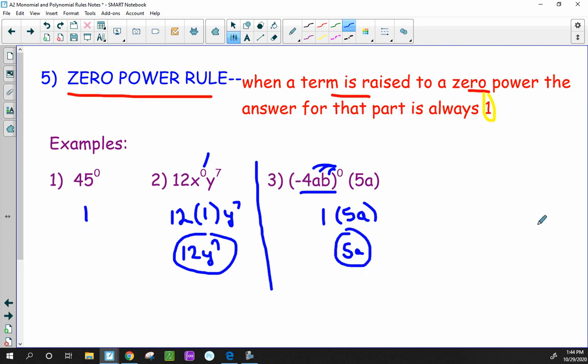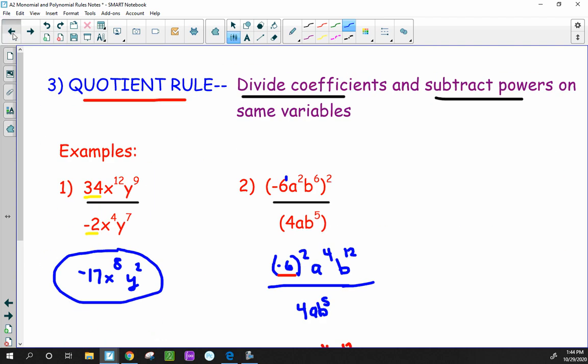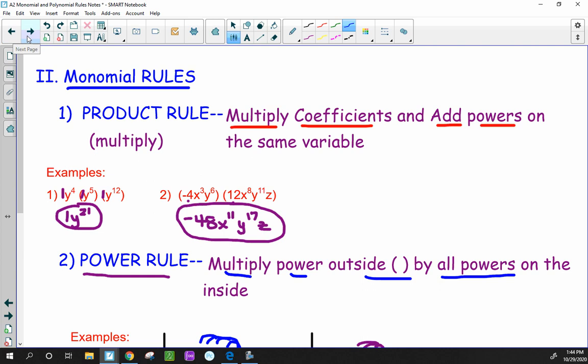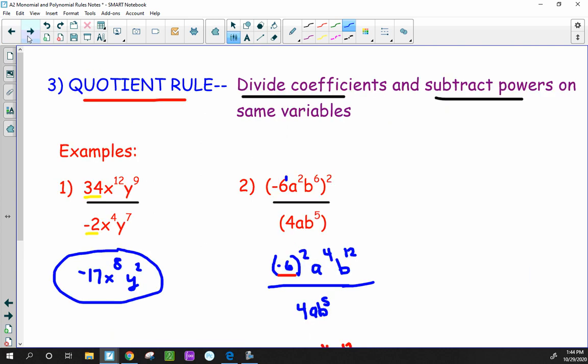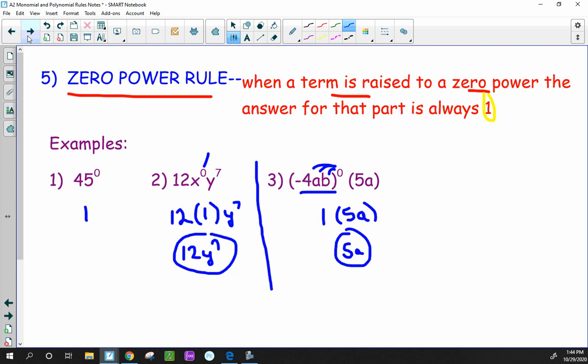So again, just pay attention to where the power of 0 is placed in your problem. I don't want you to get it in your head that every single time you see a power of 0, the entire answer is 1. It depends on where it's placed, as I said before. So in this section so far, we've dealt with product, power, quotient, negative power, and 0. And then you're going to take the next couple classes and just focus on making sure you understand those rules and you can apply them to all kinds of different types of problems.